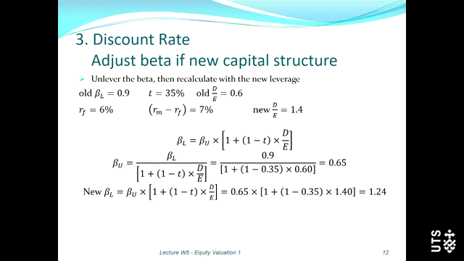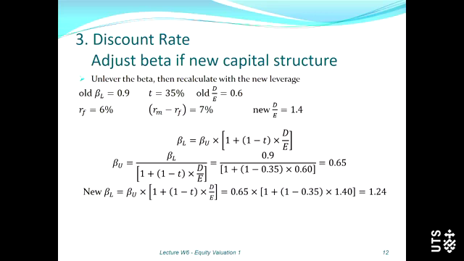And again, there's a positive slope to this function, so it makes sense that if we move to the right on the horizontal axis from a level of 0.6 to 1.4, the vertical axis moves up from 0.9 to 1.24. More financial risk, higher the beta.